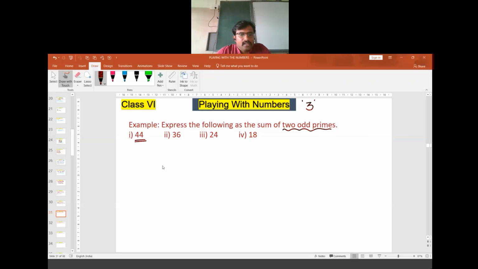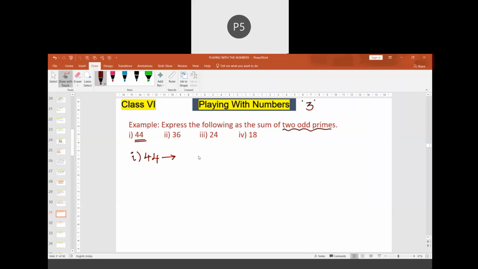Yes, now I will be asking individually. You will be able to tell it. First one, 44. Ishan? Yes, sir. Ishan will tell two odd prime numbers such that their sum is 44.